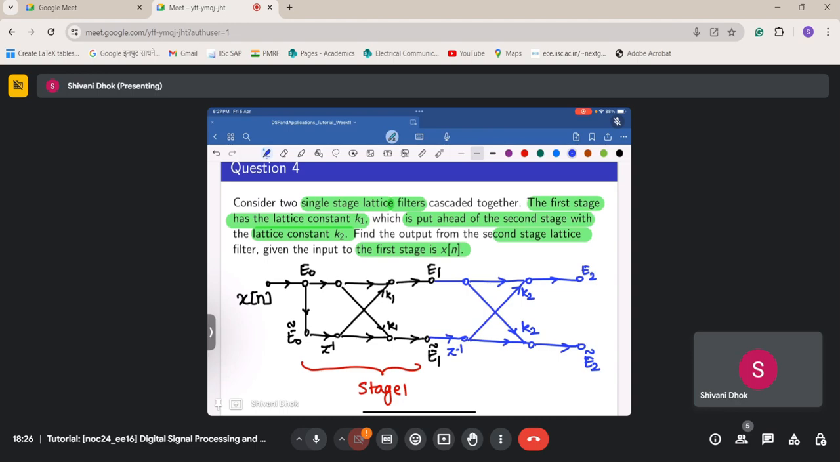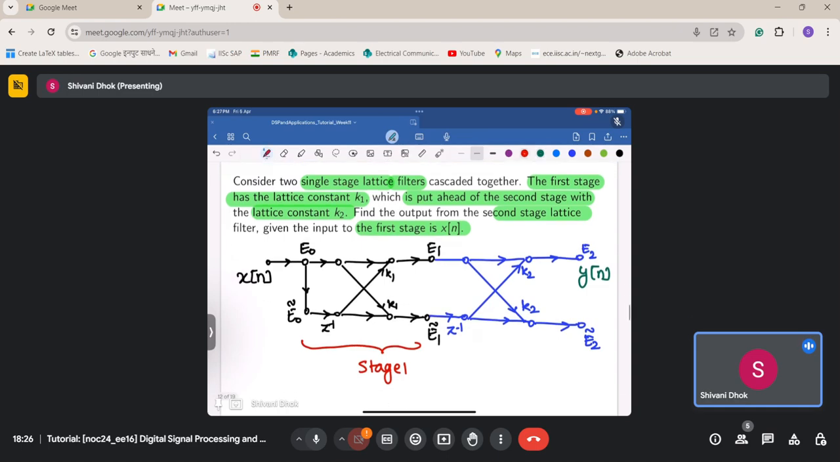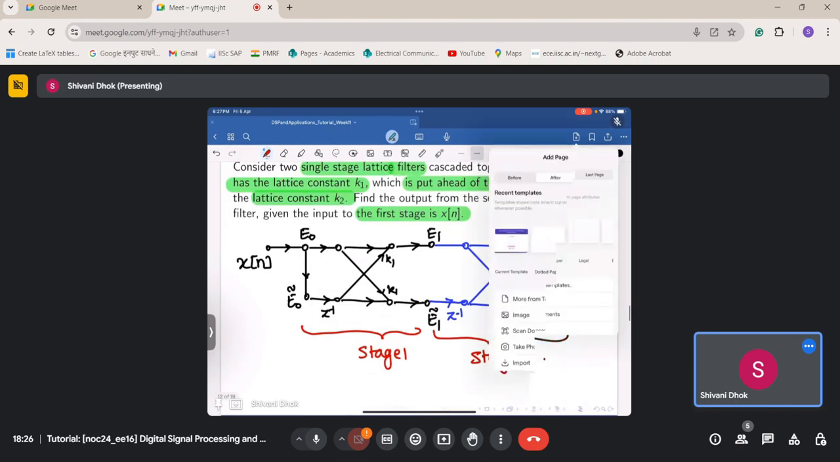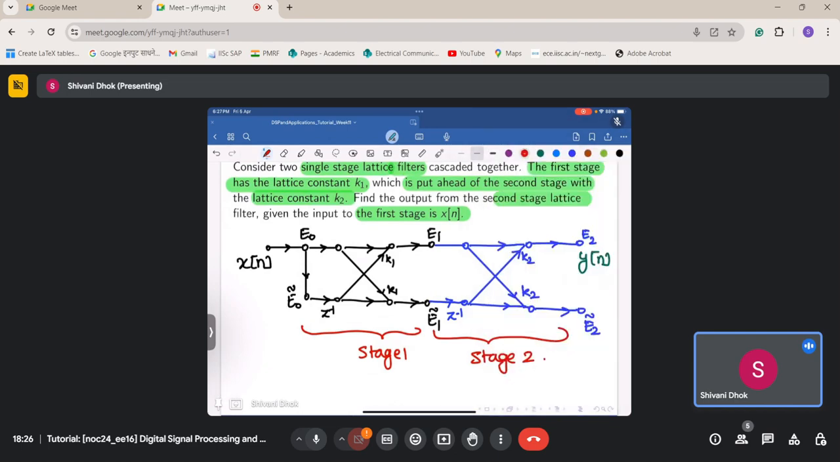Thank you, ma'am. Okay, so this is E2 here, and we will take the output here as y of n at E2. So this is the structure we have, and this part here is the stage 2 lattice. Now we need to figure out what the output here is.